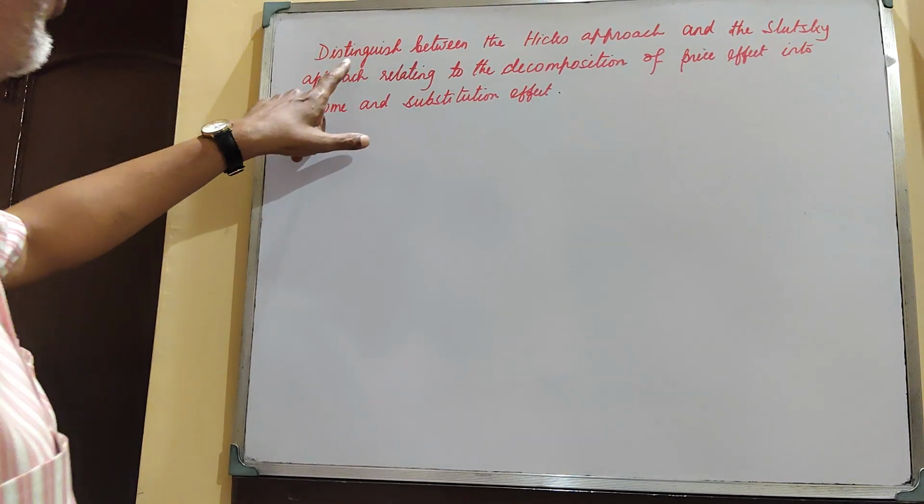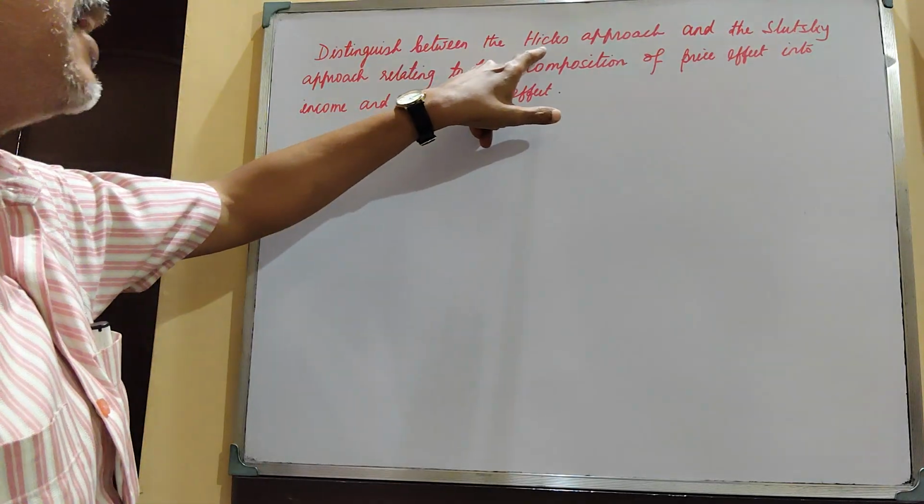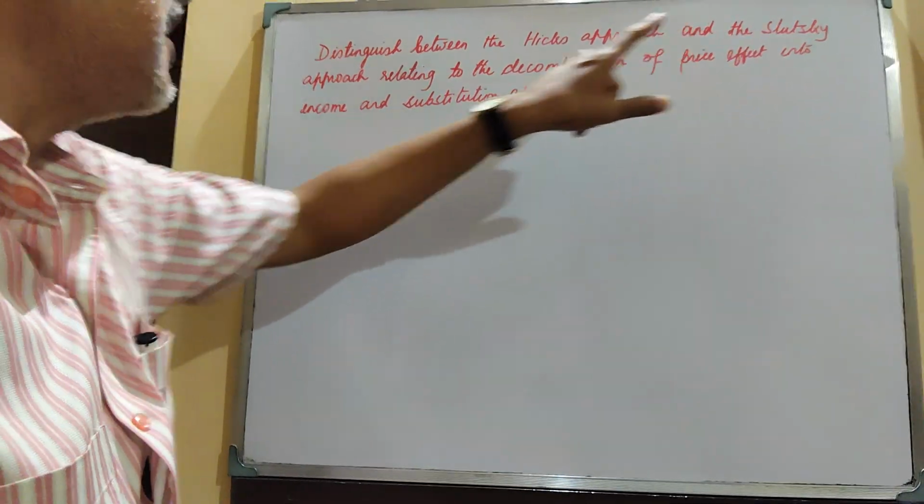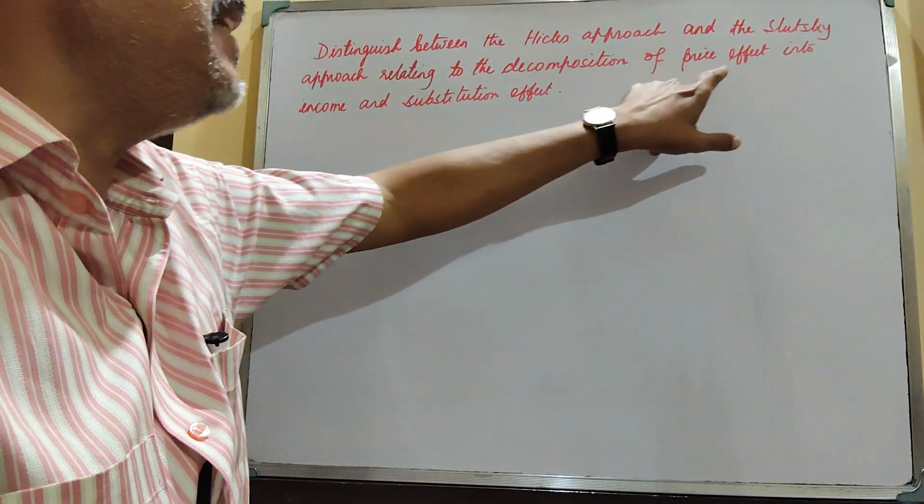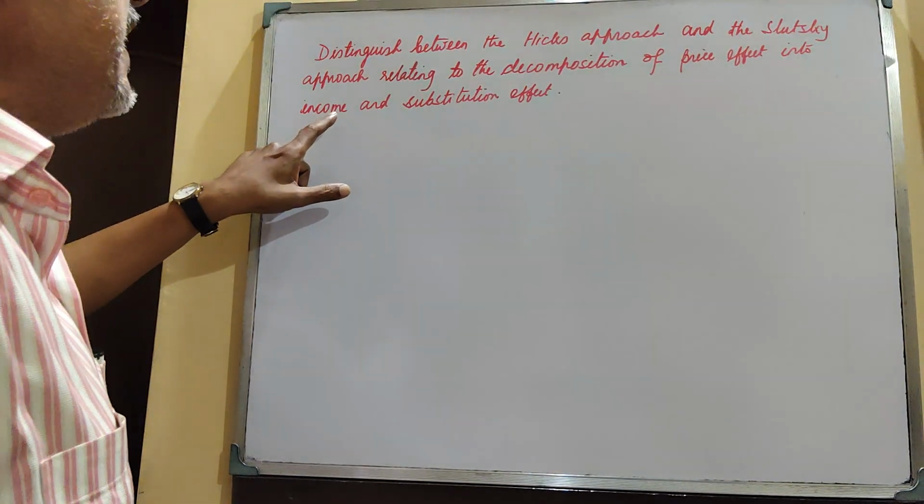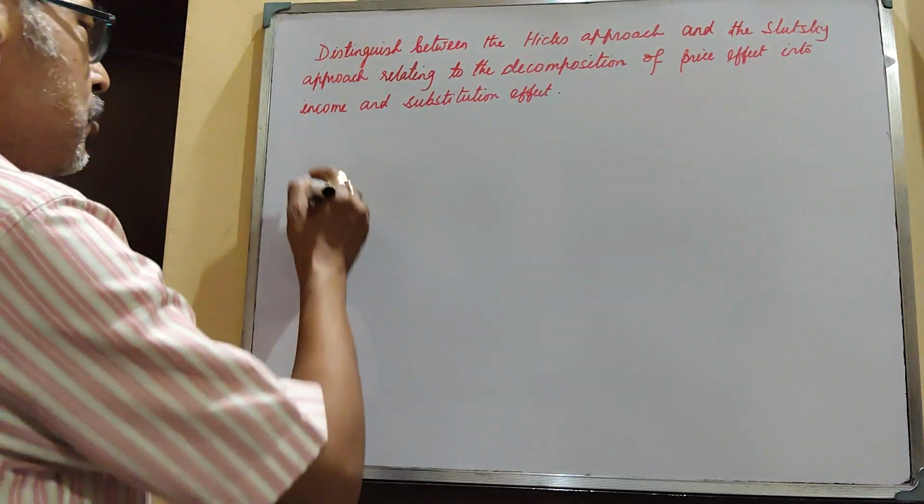Hello, in this video we want to solve this question. Distinguish between the Hicks approach and the Slutsky approach relating to the decomposition of price effect into income effect and substitution effect. How to solve this?